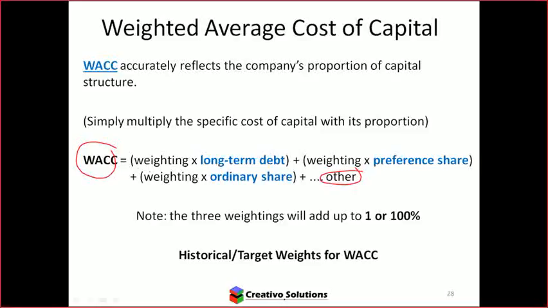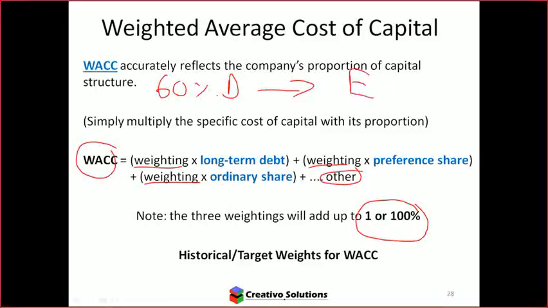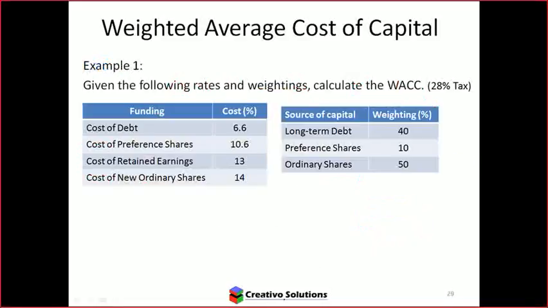Right, all of these weightings need to add up to what? 100%. Okay, because think about this. If you've got 60% debt, what is equity going to be? 40. Yes, it's automatically 40 because the total makes up the value of the business. Got it? Yes. Good.